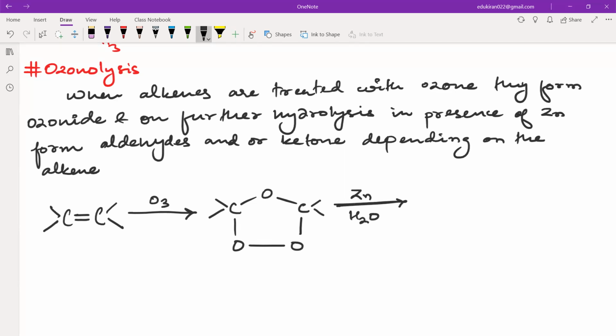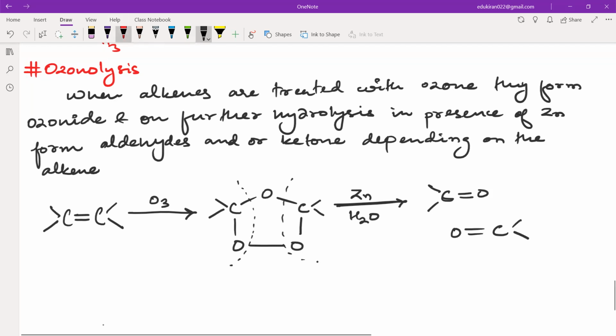Now in the presence of zinc and water, there is a cleavage of bonds like this, and you form C double bond O with the groups attached to it, whatever group was attached, and here also you are going to get O double bond C and the groups attached to it. So basically you are breaking this bond and putting oxygen here and oxygen here. That means you break carbon, oxygen, oxygen and carbon like this. So these are the products that you are going to get.